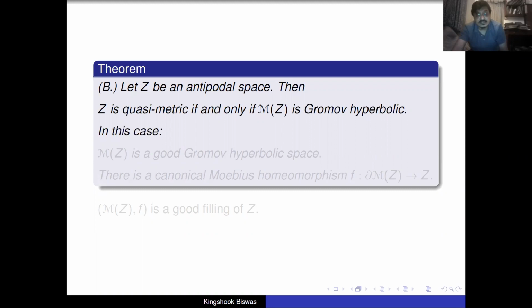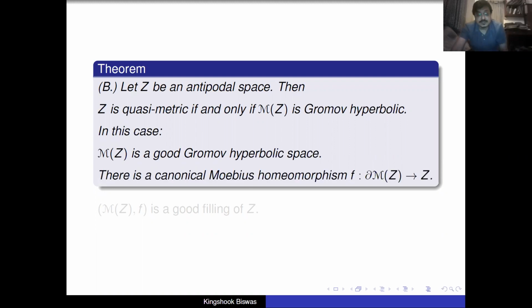And in this case, the Moebius space MZ is a good Gromov hyperbolic space. So let me recall, good means proper, geodesically complete, and boundary continuous. And moreover, there is a canonical Moebius homeomorphism F from the boundary of MZ to the space Z. Okay. So what does that mean? That means this space MZ that we've constructed is a good filling of the quasi-metric antipodal space Z. Okay, so every quasi-metric antipodal space has a good filling, this Moebius space MZ.